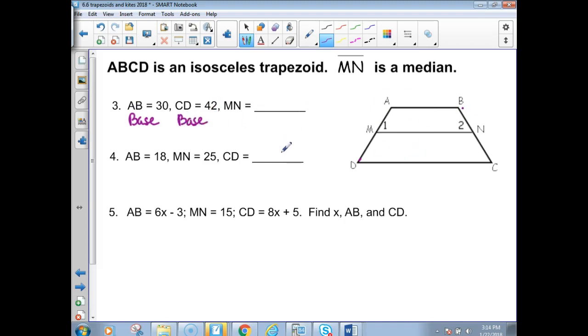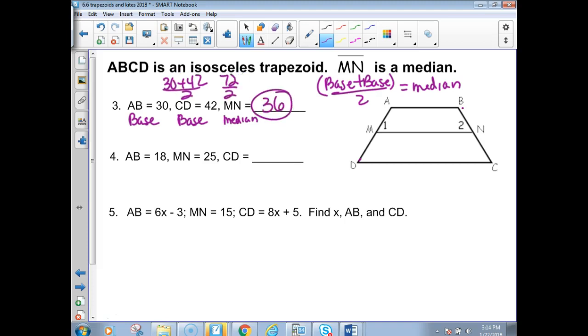And then we found out that to find MN, the median, you do base plus base divided by 2. First, you add those bases, and then you'll get your median. Instead of writing on this, because these numbers are going to change over and over, I'm just doing the formula for this one. So it's going to be 30 plus 42 divided by 2. That's 72 divided by 2, so the answer to MN for this one is 36.